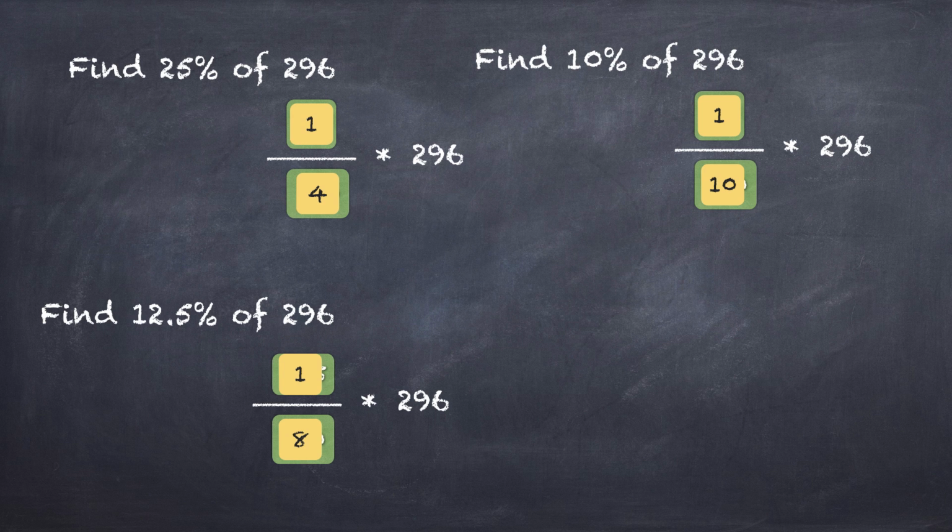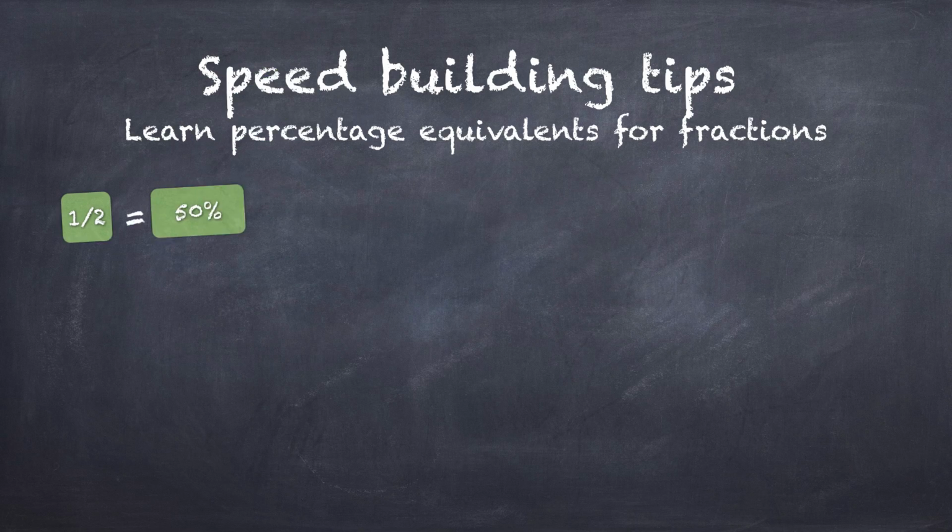That when we say find 25% of 296, it is the same as saying multiply 296 by 1 by 4. Or finding 10% of 296 is the same as saying multiply 296 by 1 by 10. Or find 12.5% of 296 is the same as saying multiply 296 by 1 by 8.